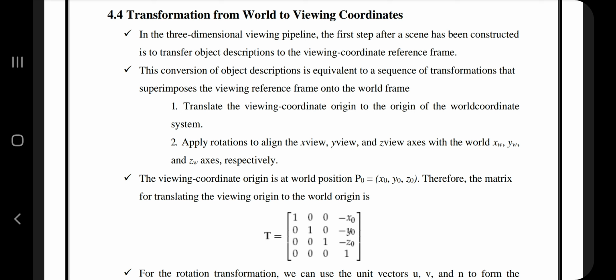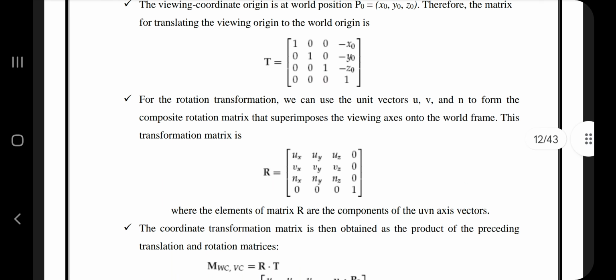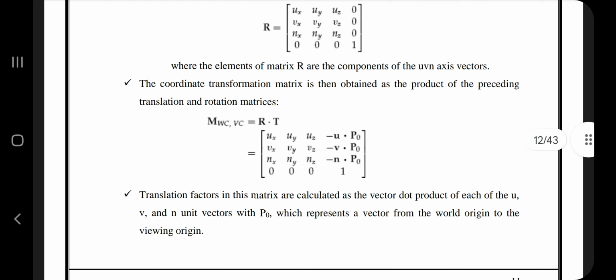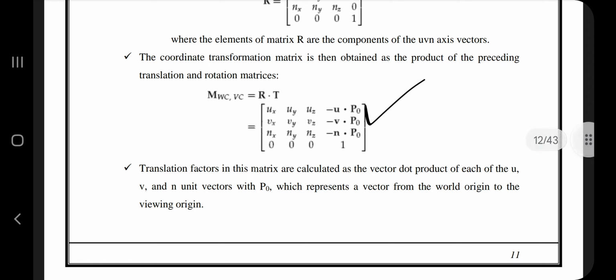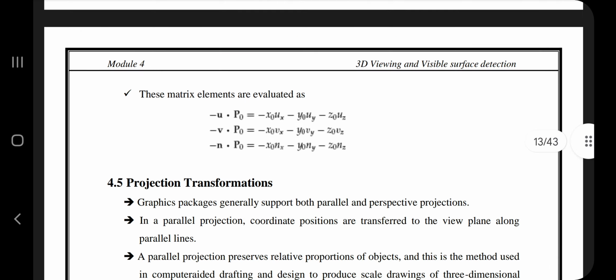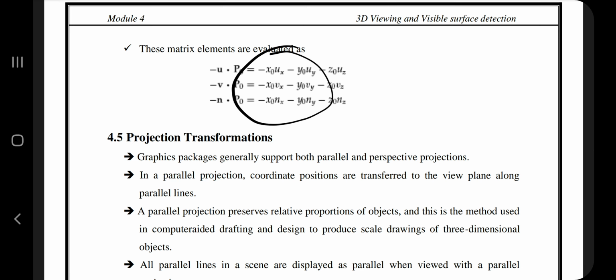And we can use the translation matrix as follows. Also the rotation matrix can be used. This is the rotation matrix as well as the translation into rotation matrix, the combination of both. Here also we will be using the UVN because that will help us give a better perspective of the object. And these are the equations, again the equations are the same as the matrix ones. If we expand the matrix, we will get these equations. So that was about the transformation from the world to viewing coordinate.